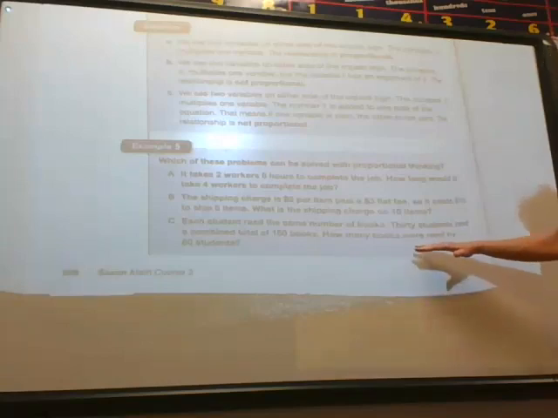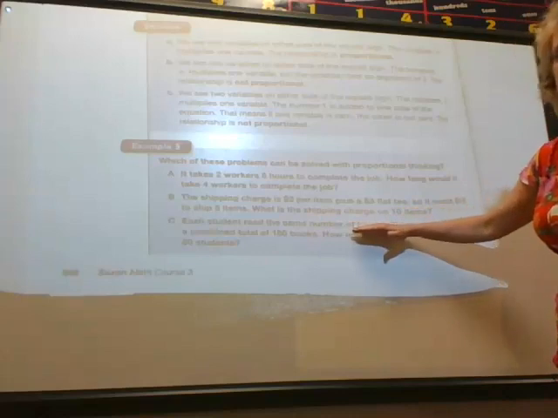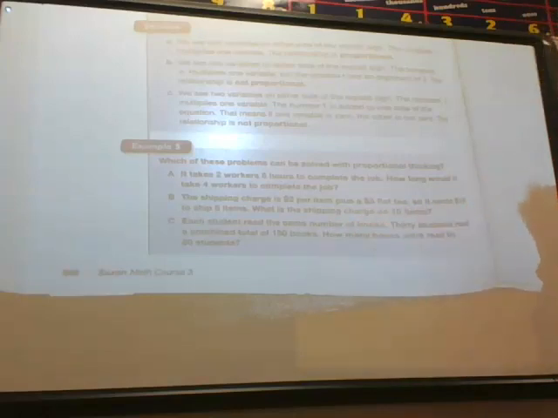And then lastly, C, each student reads the same number of books. 30 students read a combined total of 150 books. So how many books were read by 60 students? So because it's the same number of books, this is proportional, okay? All right, so let's now look at the practice. Give you a moment. You can turn off the video, do the practice, and then return with me here and we'll go over the answers.